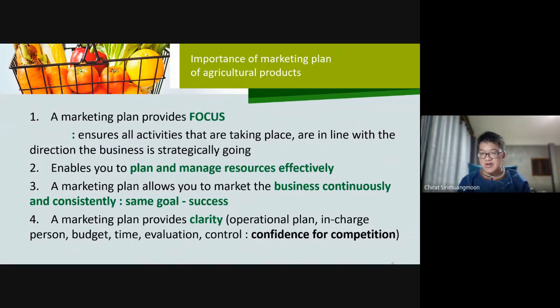So if you have all of this, your workers and your executives are going to feel confident about the competition that you're going to confront pretty soon when you do business. So this is all important for a marketing plan.